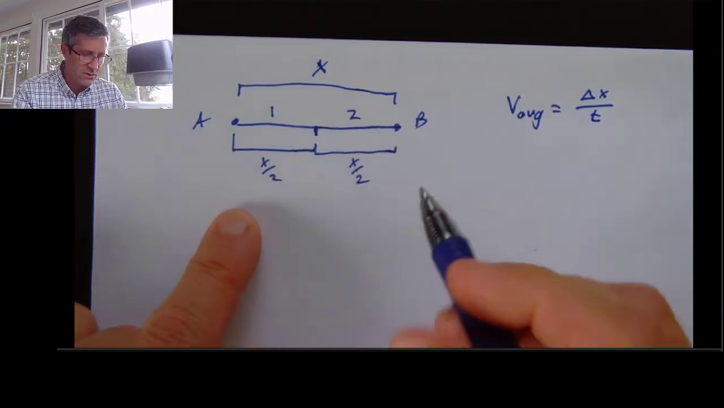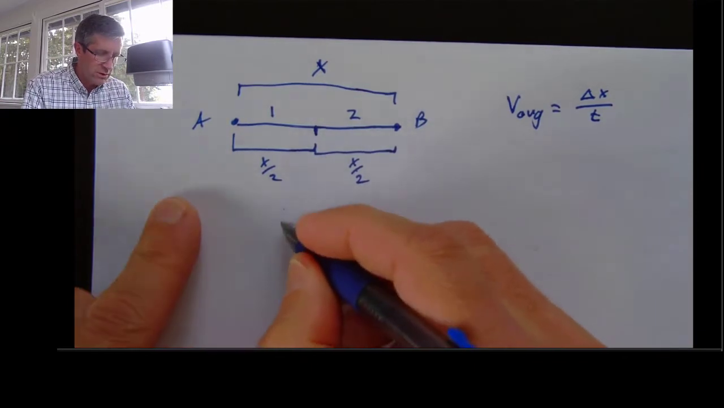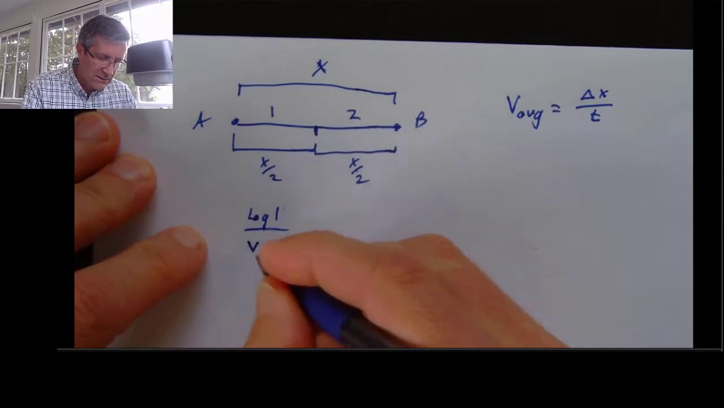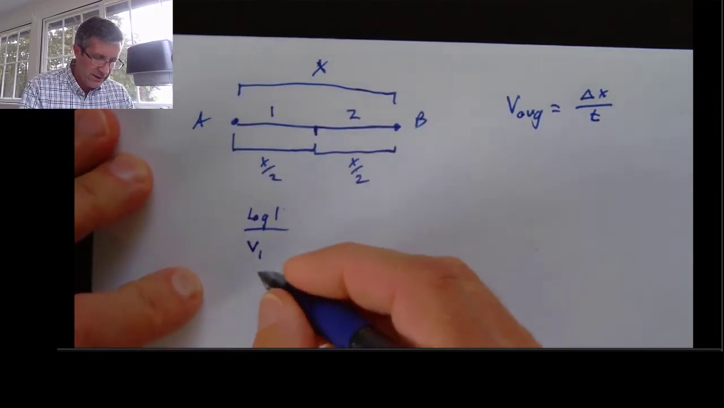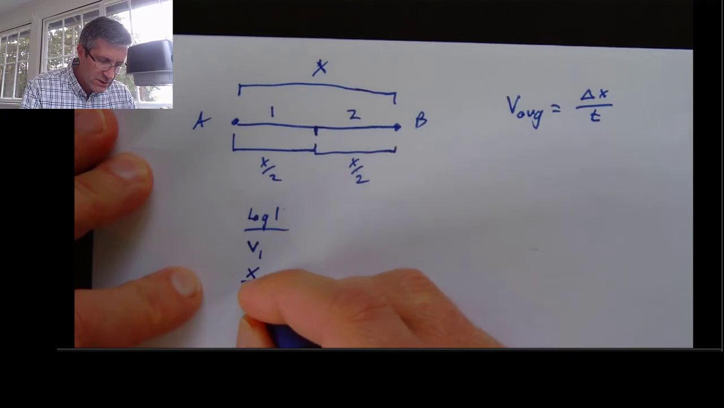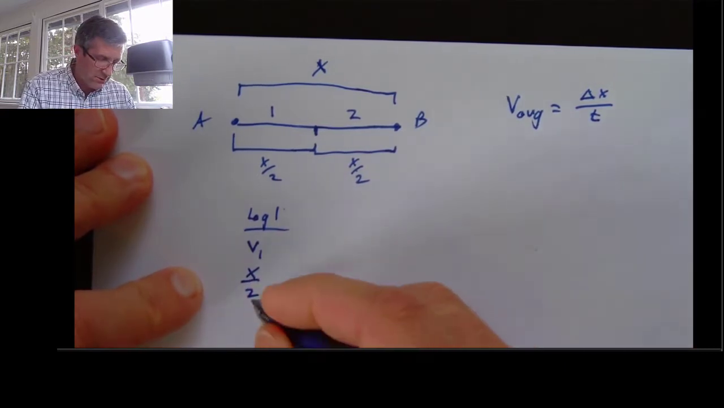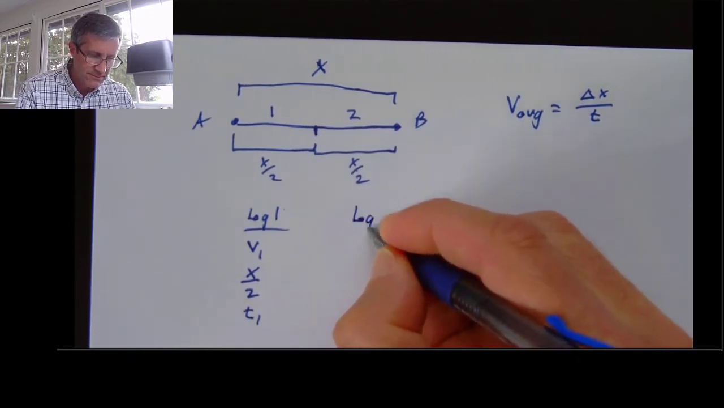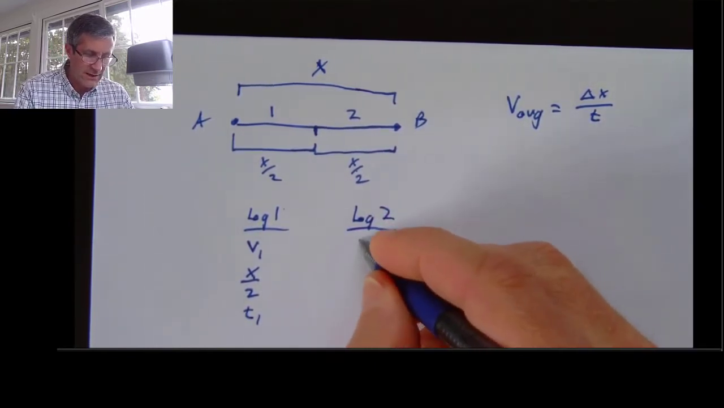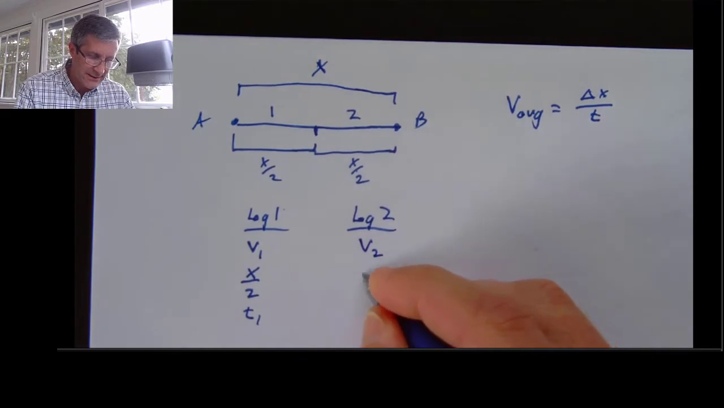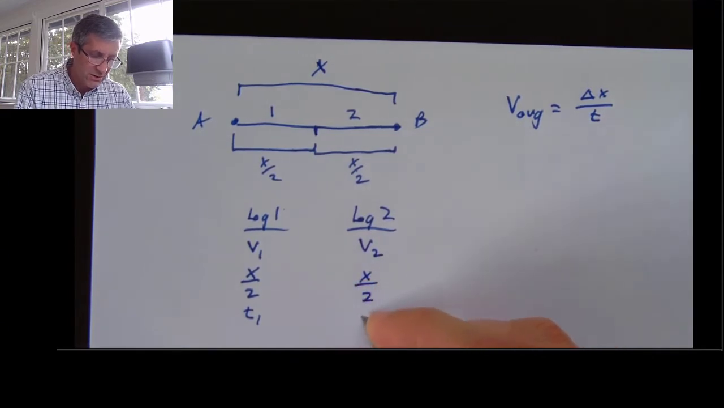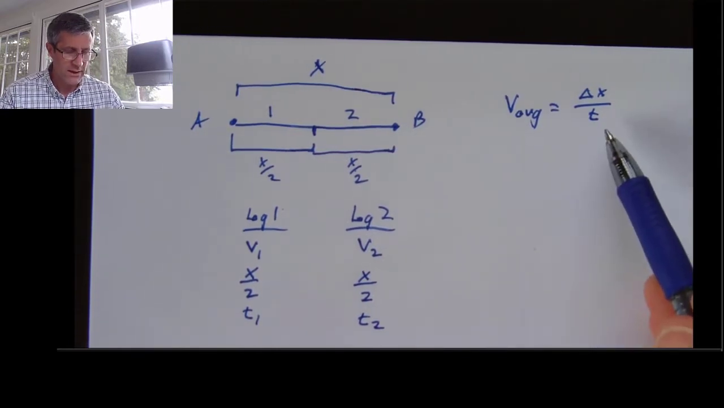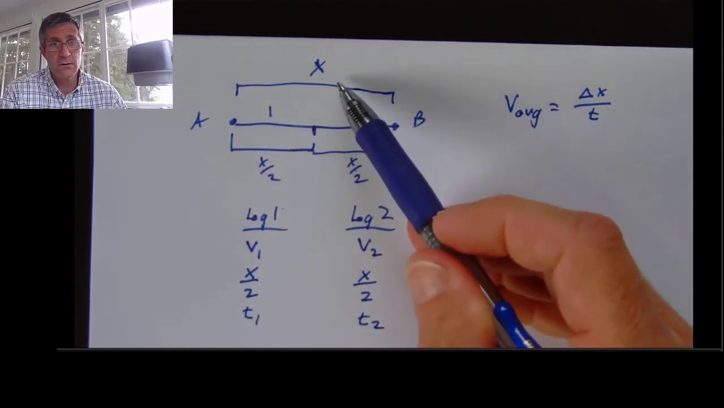I've got 2 legs. So in leg number 1, what do I know? They tell me the velocity is V1, and that the distance it travels is x over 2. I don't know the time, but I'll call this t1. For leg 2, they're telling me a velocity, v2, and a distance of x over 2, which is going to take a different amount of time because it's a different velocity. So what I need is my total distance. I can use x for that.